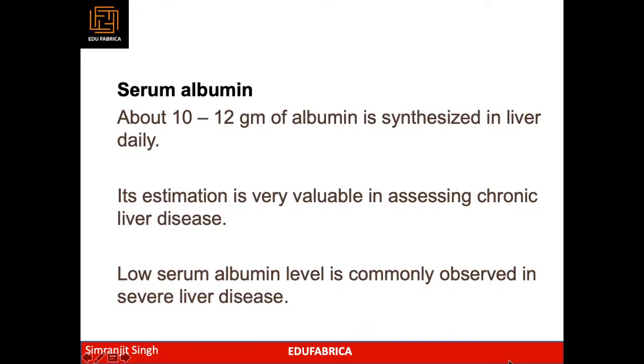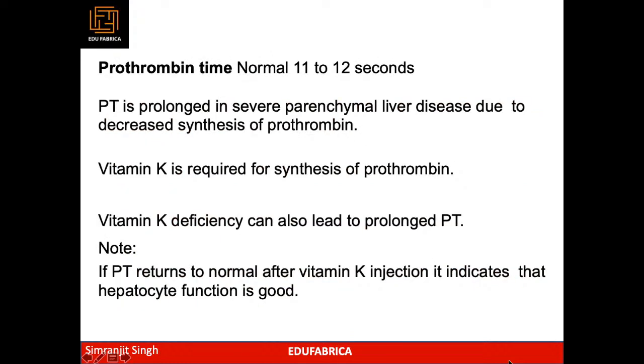Low serum albumin level is commonly observed in severe liver diseases. And prothrombin time normally stands at 11 to 12 seconds. Prothrombin time is prolonged in severe parenchymal liver diseases due to decreased synthesis of prothrombin. Vitamin K is required for the synthesis of prothrombin, and vitamin K deficiency can also lead to prolonged PT. So if PT returns to normal after a vitamin K injection, it indicates that hepatocyte function is good.